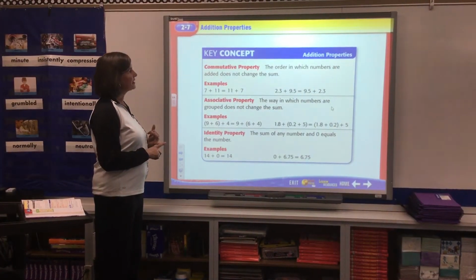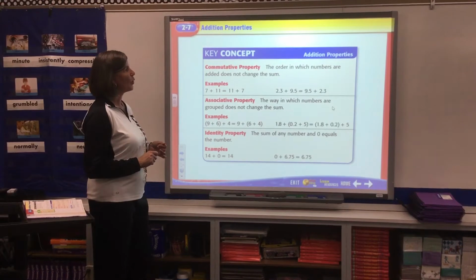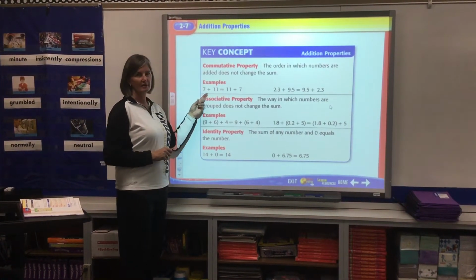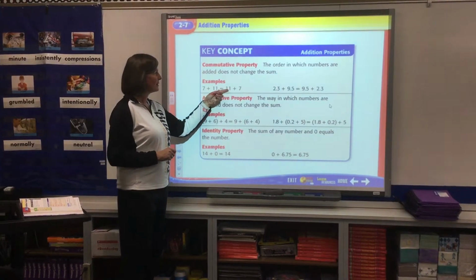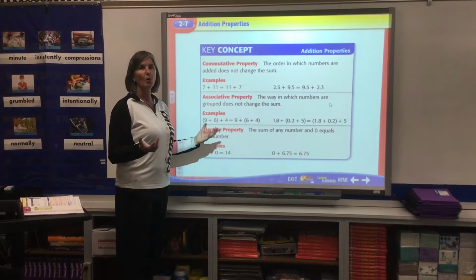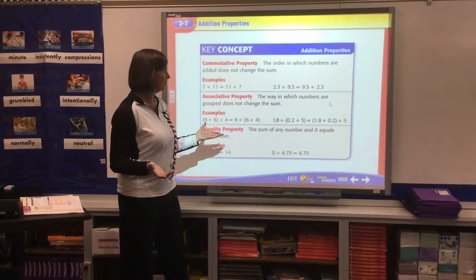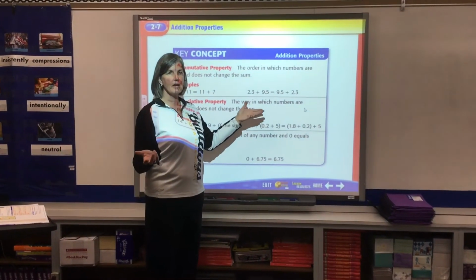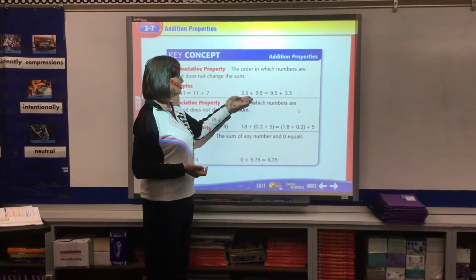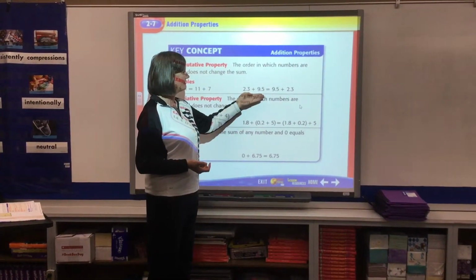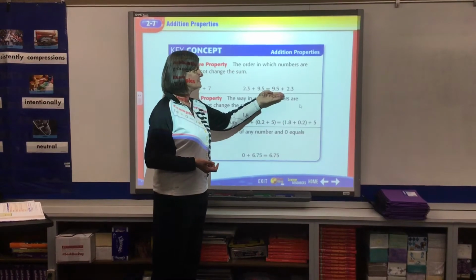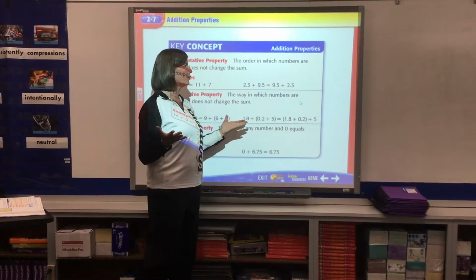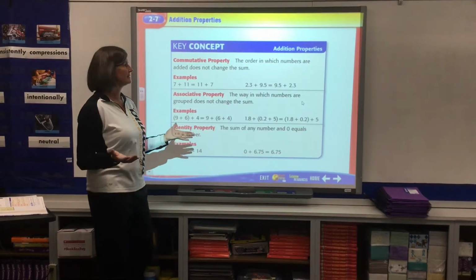First off, we have the commutative property. That says the order in which numbers are added does not change the sum. 7 plus 11 is the same as 11 plus 7. Both answers you will get 18. Over here, if you're talking about decimals, same thing. It doesn't matter what order you add them in. 2 and 3/10 plus 9 and 5/10 will give you the same sum as 9 and 5/10 plus 2 and 3/10. Both ways, you're going to get 11 and 8/10.